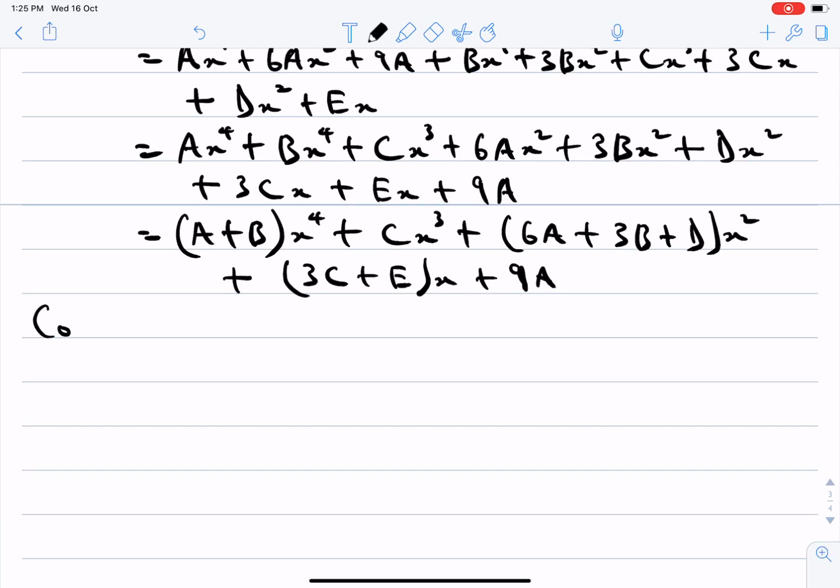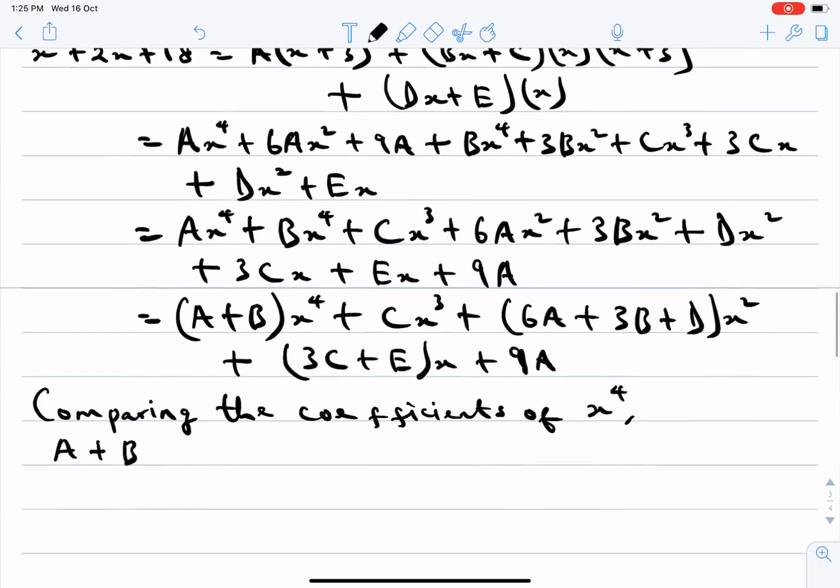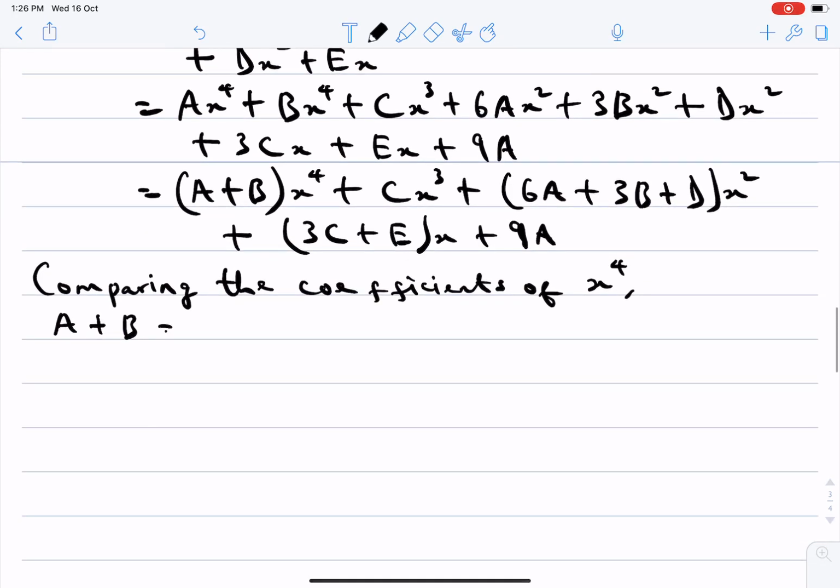Now comparing the coefficients of x raised to power 4. The coefficient of x raised to power 4 on the right hand side is a plus b, but there is no x raised to power 4 term on the left hand side. That means its coefficient is 0. So a plus b is equivalent to 0. That's equation 1.